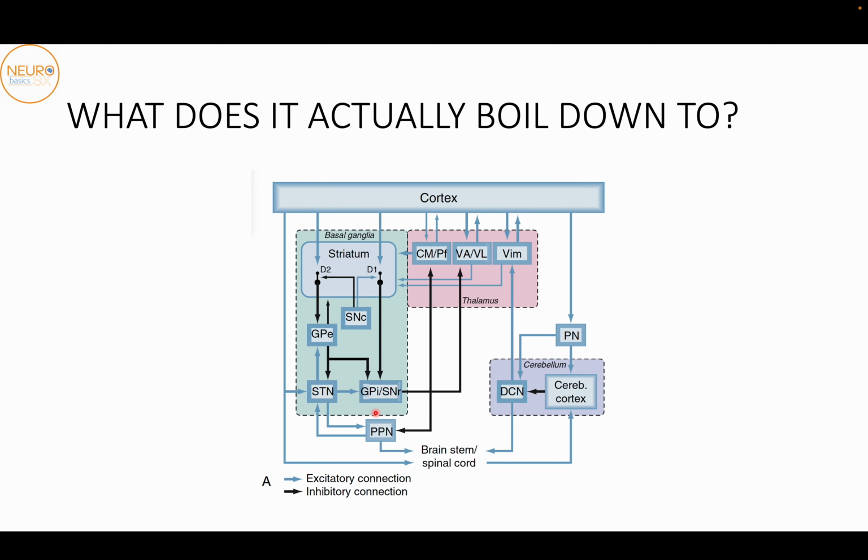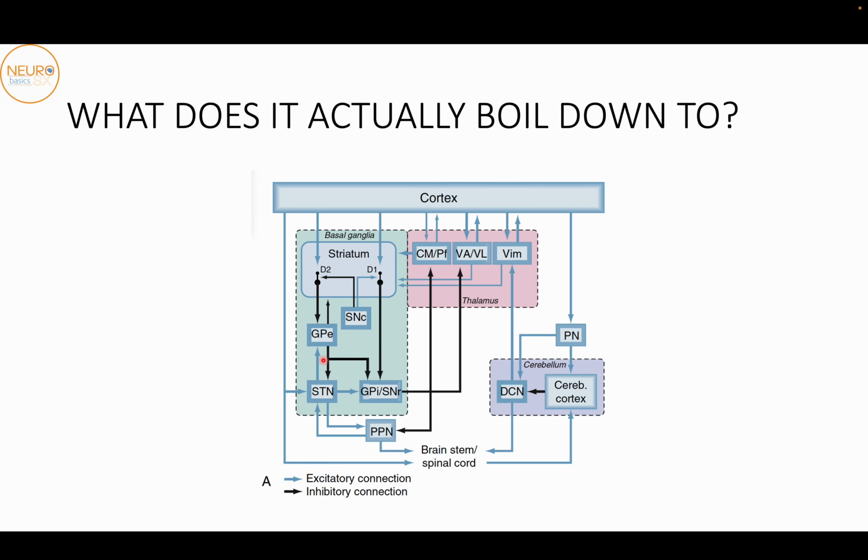Okay, so I'll continue. As I was saying, the input structure for the basal ganglia is the striatum, and the output structure for the basal ganglia is the GPi/SNr. Just think of the GPi/SNr as one structure, and that outputs all the basal ganglia output to the thalamus.